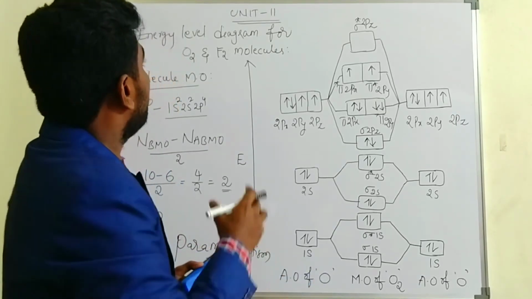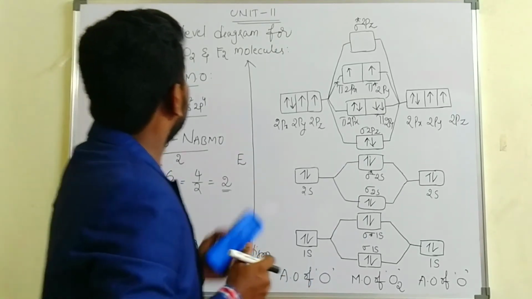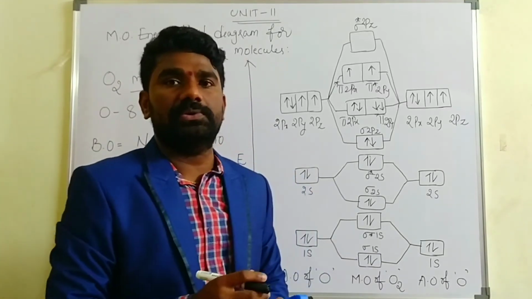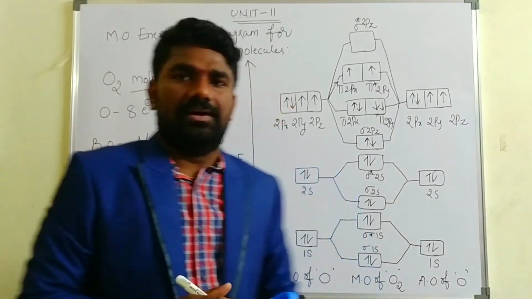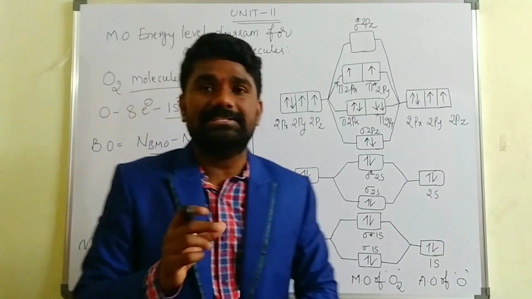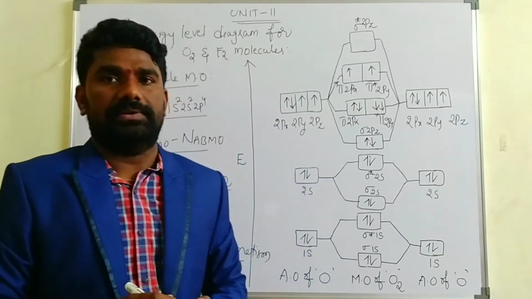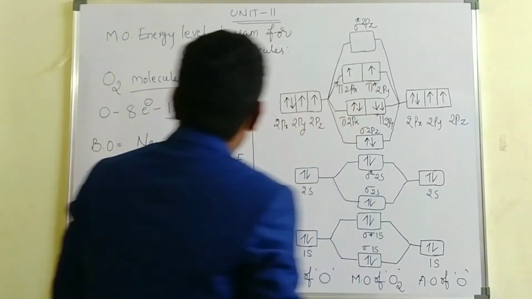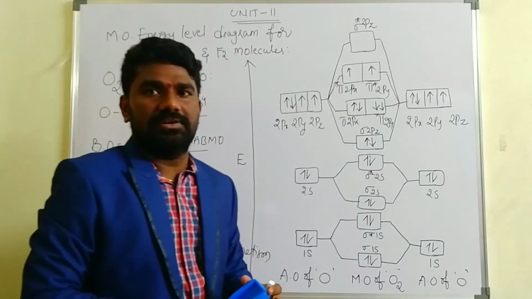Then after completing the molecular orbital energy level diagram of the O2 molecule, the next topic we have is the molecular orbital energy level diagram for fluorine. Okay, it is quite the same as the oxygen molecule.